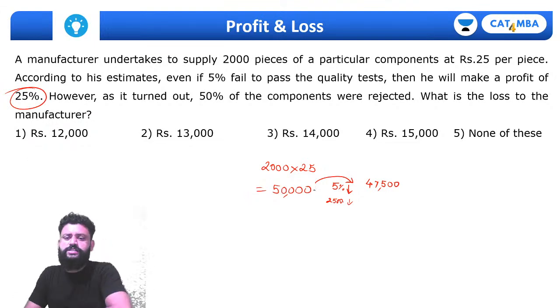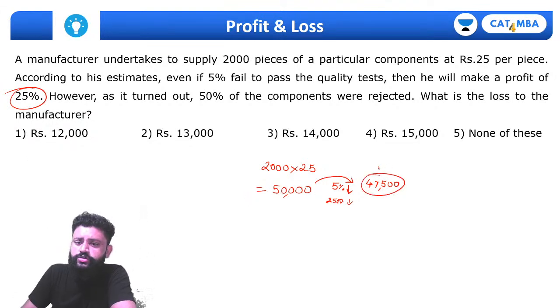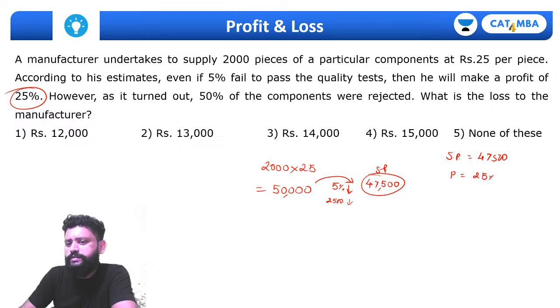Yes, actually his cost is much lesser as compared to this. So this is the selling price where he is gaining 25%. We are given selling price as 47,500, and the profit in this deal is 25%, and we are supposed to calculate the cost price now. So this selling price is 125% of the cost price, 125 upon 100 into cost price must be 47,500.